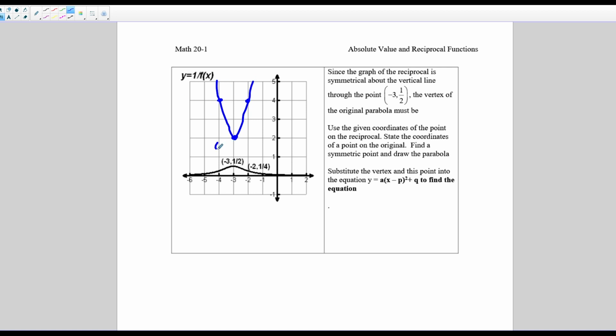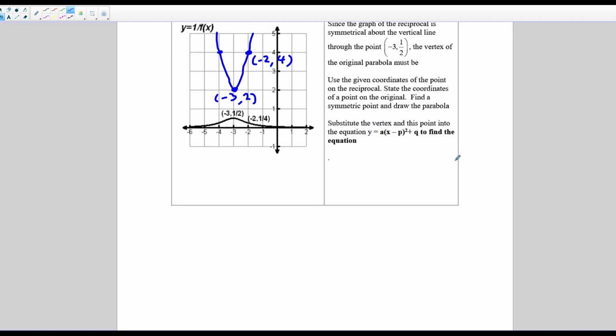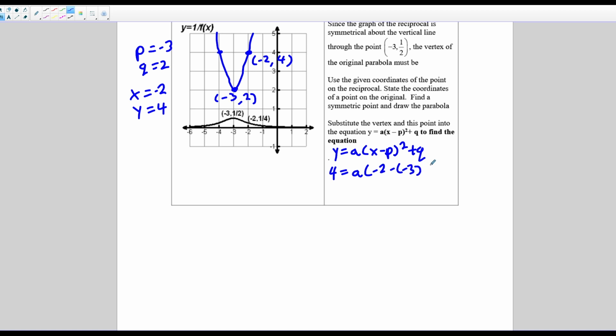And once again, let's go ahead and write our coordinates. So (-3, 2). And we know that this one here is going to be at (-2, 4). From here, we're going to use those 2 points to help us figure out the original equation. So y is equal to a times (x minus p) squared plus q. We know that p is equal to -3, q is equal to 2, x is equal to -2, and y is equal to 4. So plugging in all of those values, we will get 4 is equal to a times (-2 minus -3) squared plus 2.